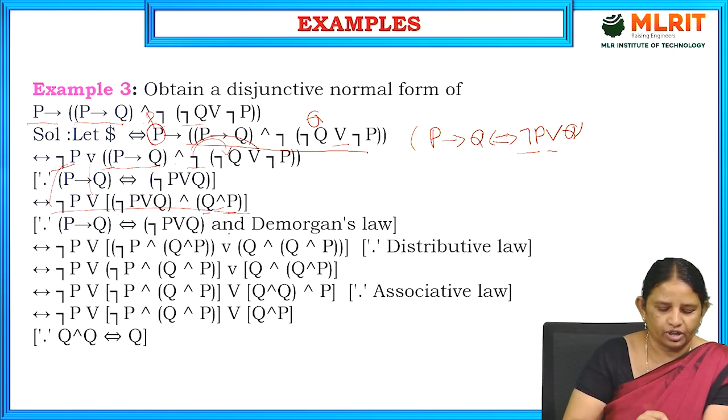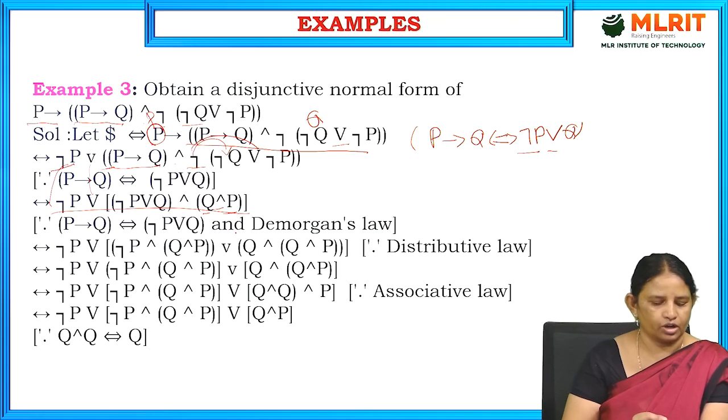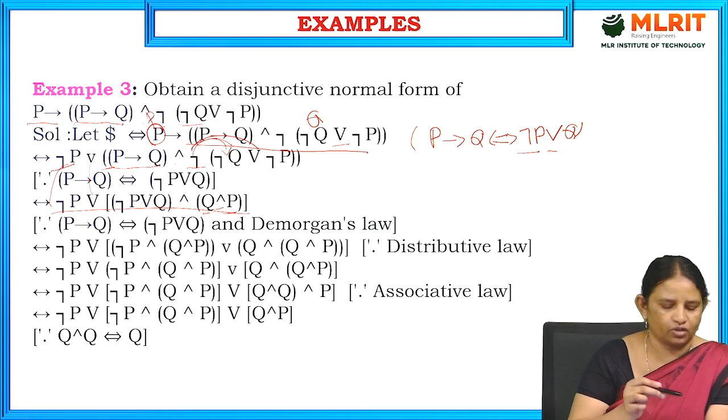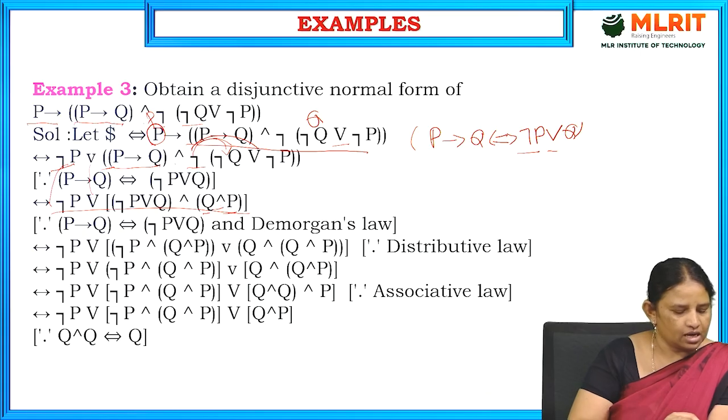So again we need to apply De Morgan's law. According to De Morgan's law, apply the negation for the inside of the proposition. We are going to get this required format. Next, this negation P will be distributed to multiple statements. Negation P is distributed to Q and P, then it becomes negation P and Q and P.